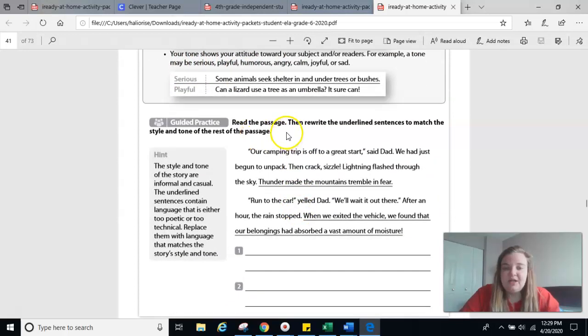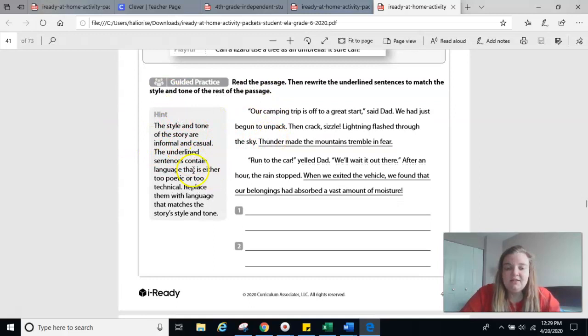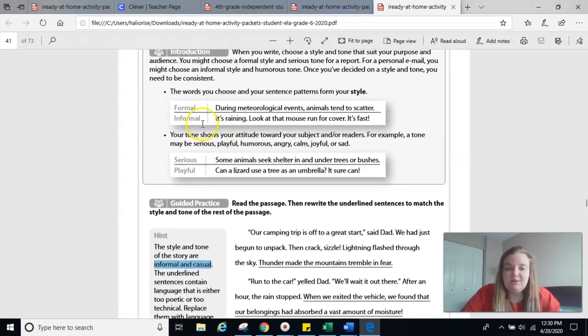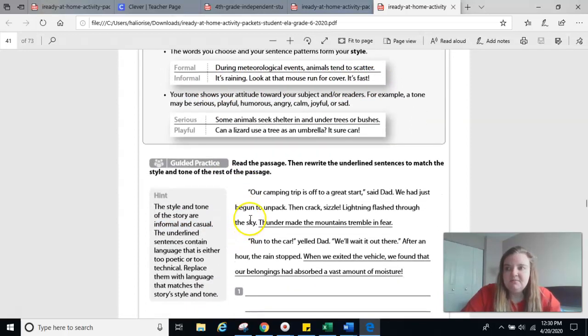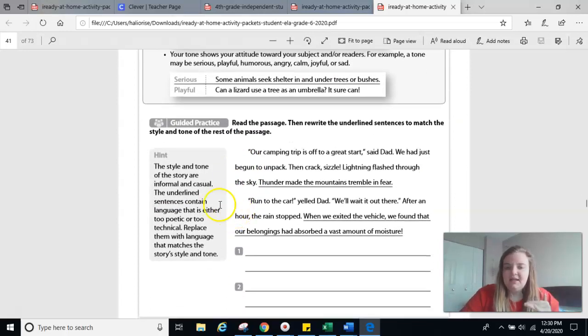So what it's asking you to do down here is read the passage, then rewrite the underlined sentences to match the style and tone of the rest of the passage. You always have your hints off to the left side. So this hint is, the style and tone of the story are informal and casual. The underlined sentences contain language that is either too poetic or too technical. Replace them with language that matches the story's style and tone. So we have informal and casual. If we look up here at informal, it's raining, look at that mouse run for cover. And casual, just think of what you wear: are you going to be casual or are you going to be dressed up? So it's kind of like low key.